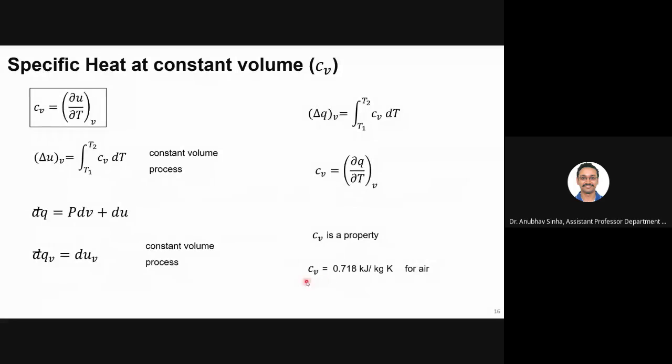Heat, or this is when you talk about intensive terms. If I talk about extensive, then I will say kilojoule per Kelvin, so I will multiply it by the mass of the system. That will become capital CV. Everyone is fine with that?